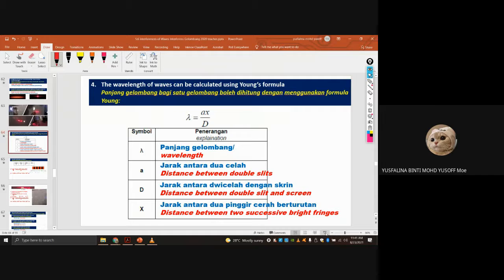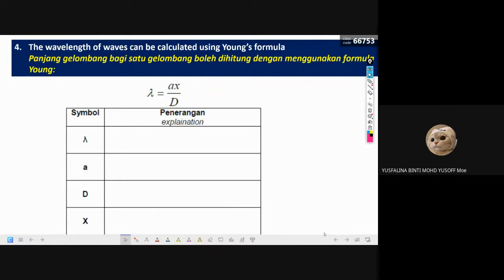So we move on to the next one. How about the calculation? The wavelength of a wave can be calculated using the Young formula. We use the same formula as the interference of water waves, but the definitions for lambda, A, D, and X are different. Lambda means the wavelength of the color.